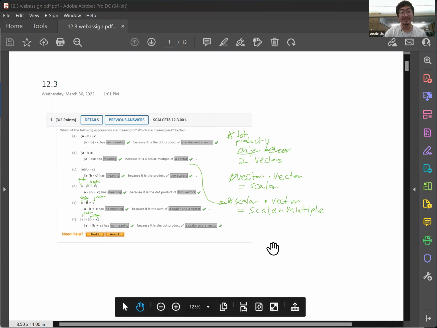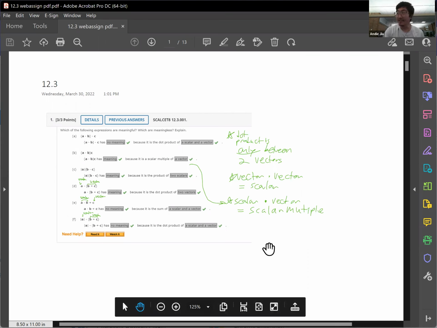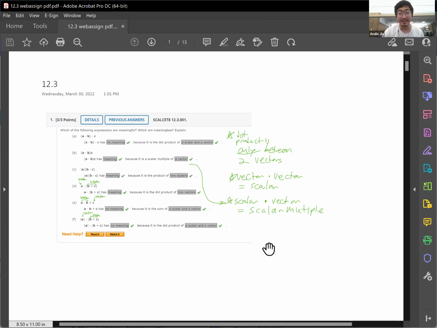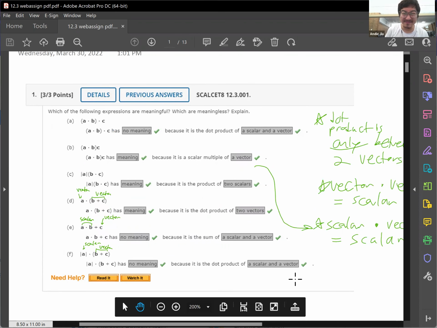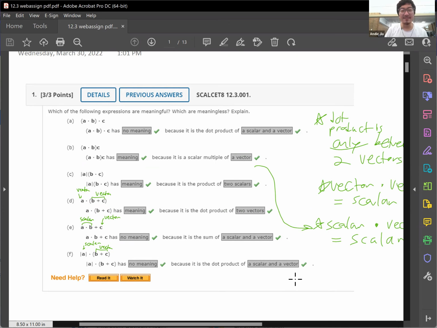And let's get started. In 12.3, it is called the dot product. The properties of the dot product can only apply to vectors by vectors. With the dot product, make sure you have a vector and a vector. If you have a scalar and a vector, you can do the multiplication, but not the dot product.